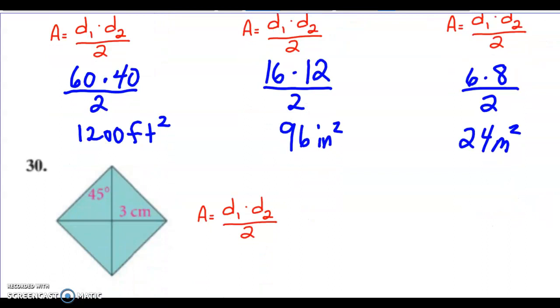All right, on this one, again, we know this piece is 3, so this other piece would also have to be a 3. So we know one of the diagonals would be a 6.